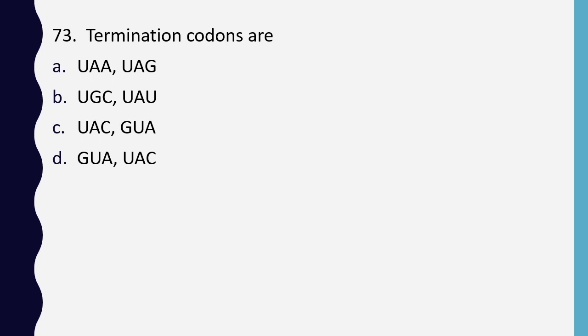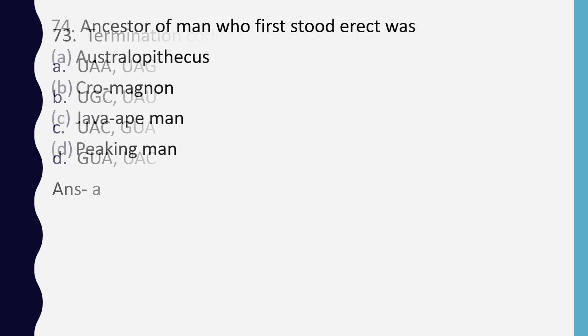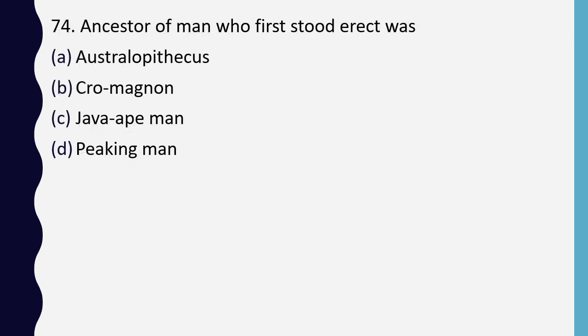Question number 73. Termination codons are UAA UAG, UGC UAU, UAC GUA or GUA UAC. Correct answer is option A, UAA UAG are the termination codons. Question number 74. The ancestor of man who first stood erect was Australopithecus, Cro-Magnon, Java ape man, Peking man. The correct answer is option A, Australopithecus.